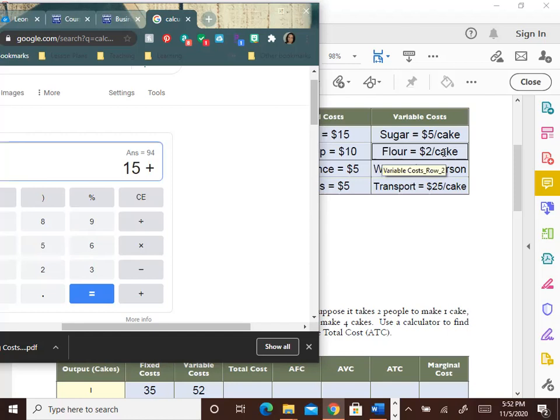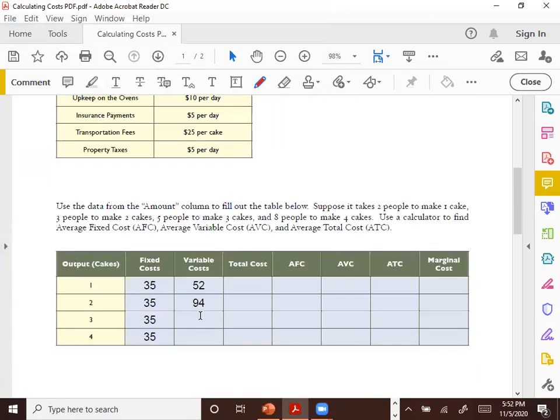Flour is $2 per cake. So we got 3 cakes. So 2 times 3 is 6. Remember, our wages is 50 because it takes 5 people to make 3 cakes. And then we got 3 cakes, so $25 per cake is 75. So that's 146.